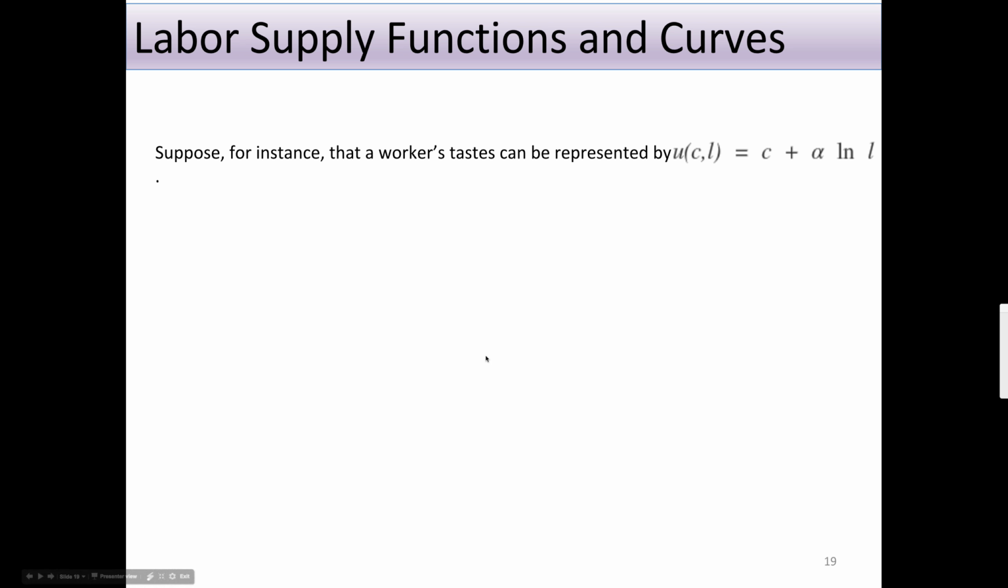All right. So let's suppose, for instance, that a worker's tastes can be represented by this following function. Notice this is most assuredly quasi-linear in leisure, okay? I'm actually not going to work out this one because it's kind of difficult to do, but I will first talk to you about how to do it, and then I have a video of me working out a very similar problem.